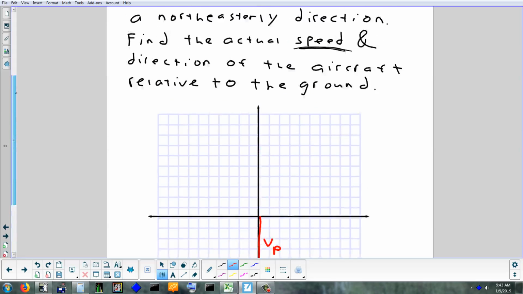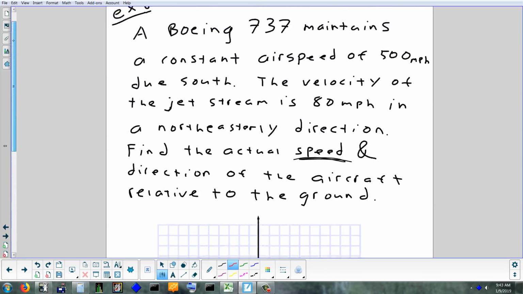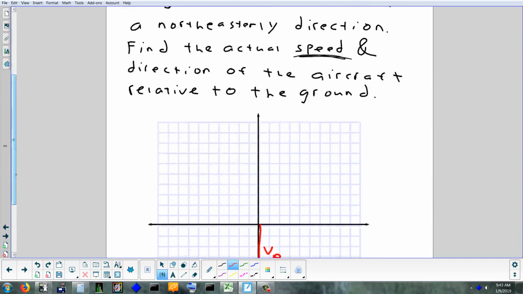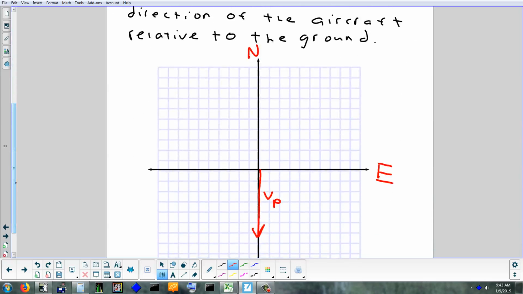Now, the wind is blowing which direction? North, east. Exactly between north and east. So it's like a 45-degree angle, basically. All right? So here's the direction, and it's blowing at 80 miles an hour. Again, that's not to scale, but it's a smaller arrow than the plane, because the plane is going 500. So we'll call that our vector for the wind, v sub w.